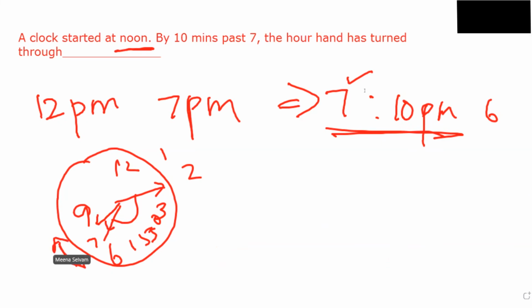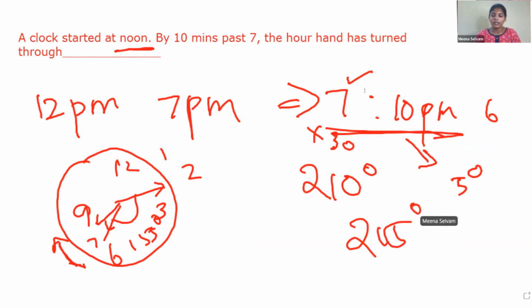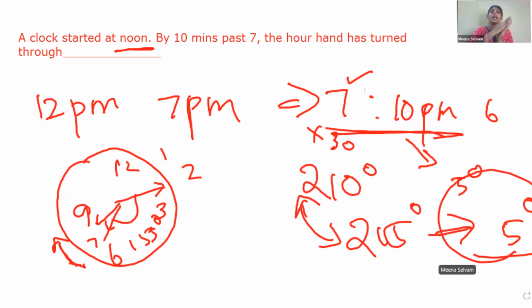So first it's 210 degrees. 7 into 30 we did know. That is 210 degrees at 7 o'clock. For 10 minutes movement, it took another 5 degrees. So how much has it moved now? It was 210 and then we got 215. So 215 minus 210 is a 5 degree variation. So the hour hand has moved 5 degrees for 10 minutes.